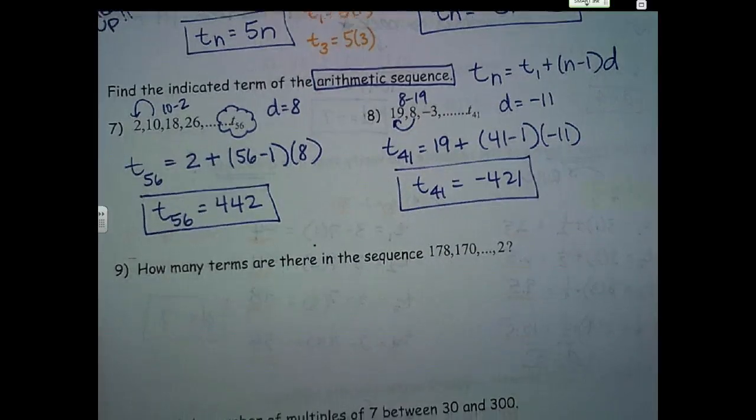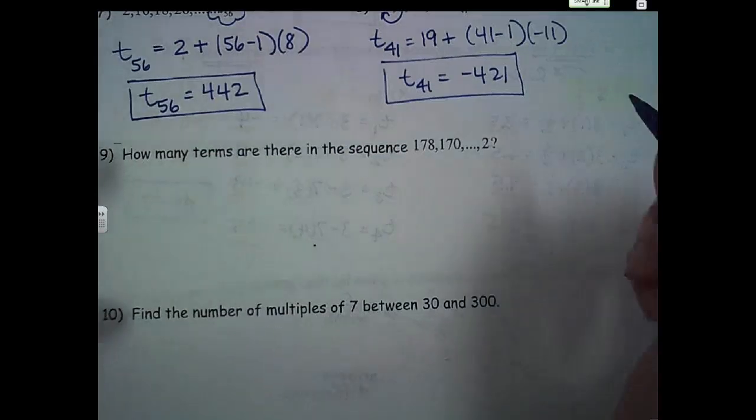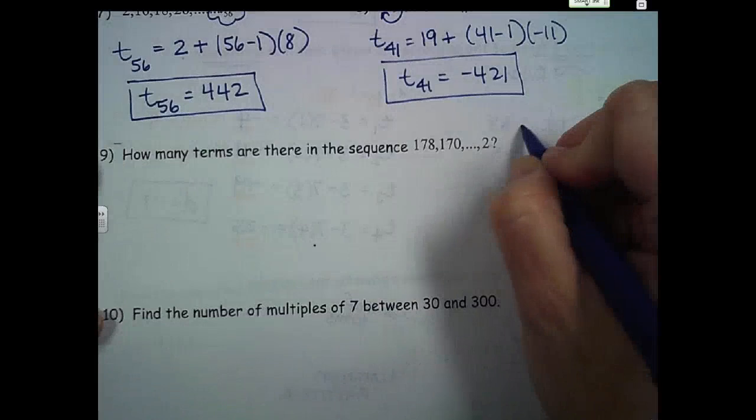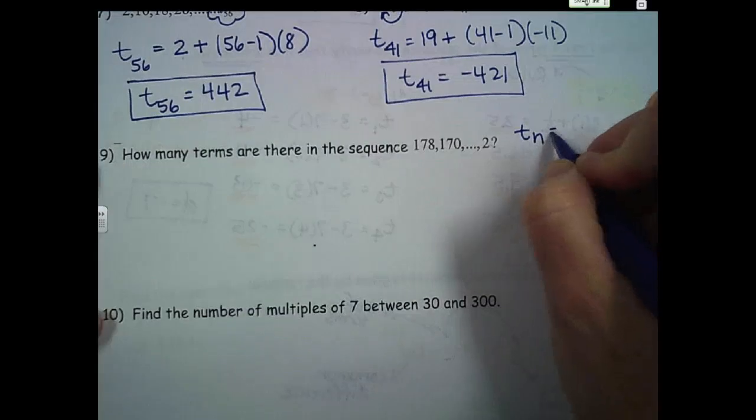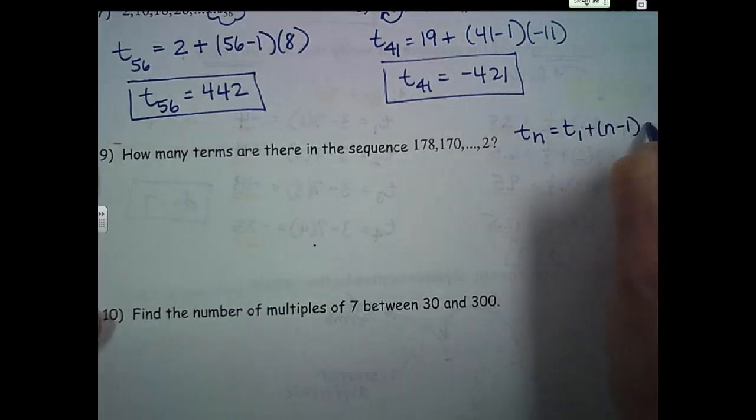Okay, we have 2 more. I'm going to write down the formula again, because we're continuing to use it. t sub n equals t sub 1 plus n minus 1 times the common difference. That's your formula.